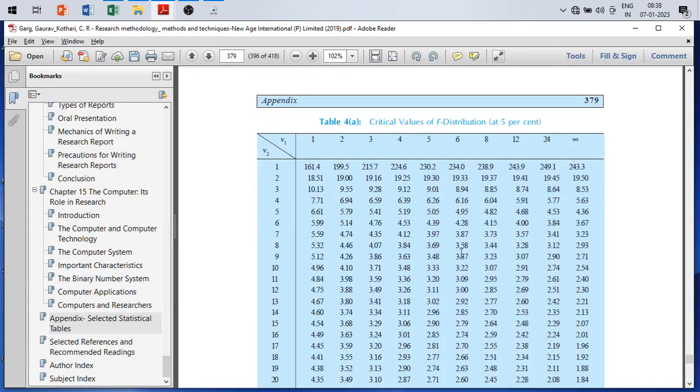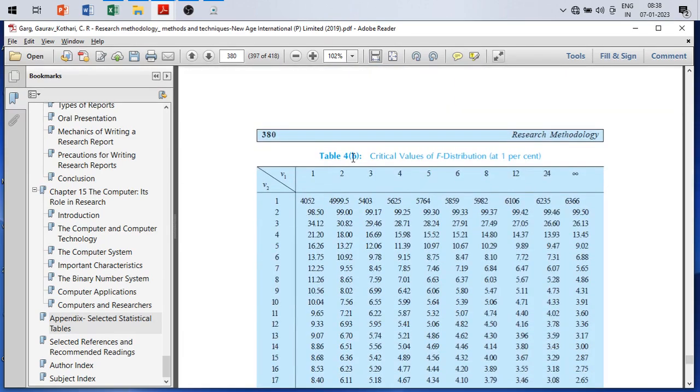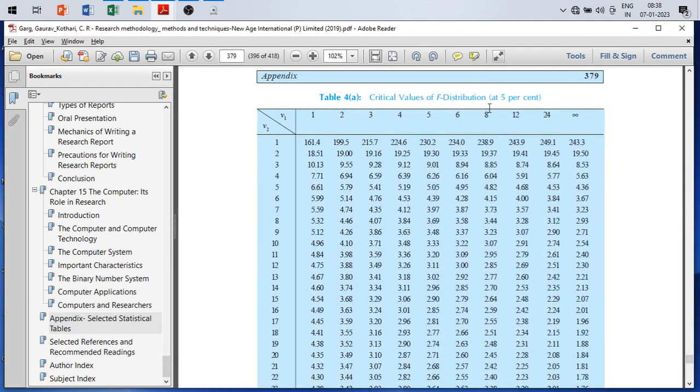So this is table 4A. It says critical values of F distribution at 5% significance level. And table 4B, this is critical values of F distribution at 1% significance level. Now depending on the problem, if the problem says 1% significance level, we'll go to this table. If it says 5% significance level, we go to this table. And for reading this table, we are given 2 degrees of freedom here, V1 and V2, from 1, 2, 3, 4, and V2 also 1, 2, 3, 4. So we have 2 degrees of freedom.